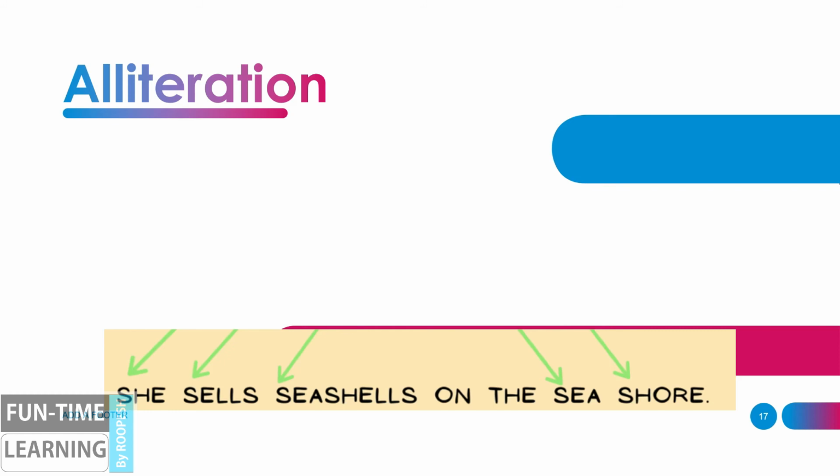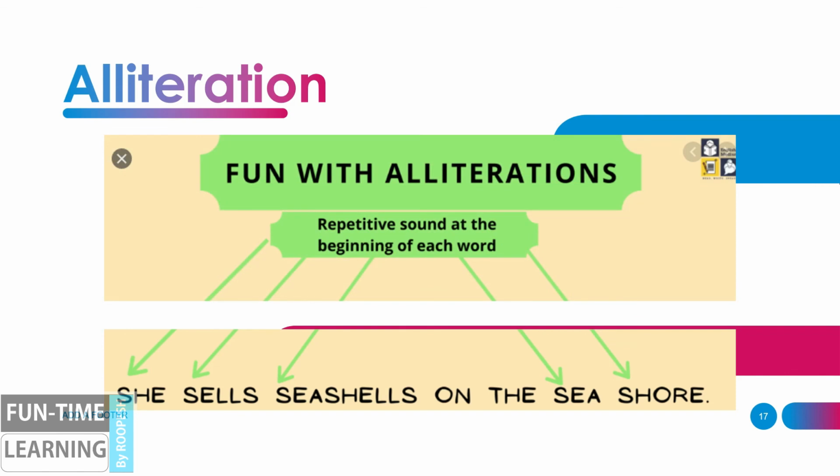She sells seashells on the seashore. What is this? Here, can you identify what is special, what the speciality of the sentence is? Something is interesting about this thing. What is it? A repetitive sound at the beginning of each word.